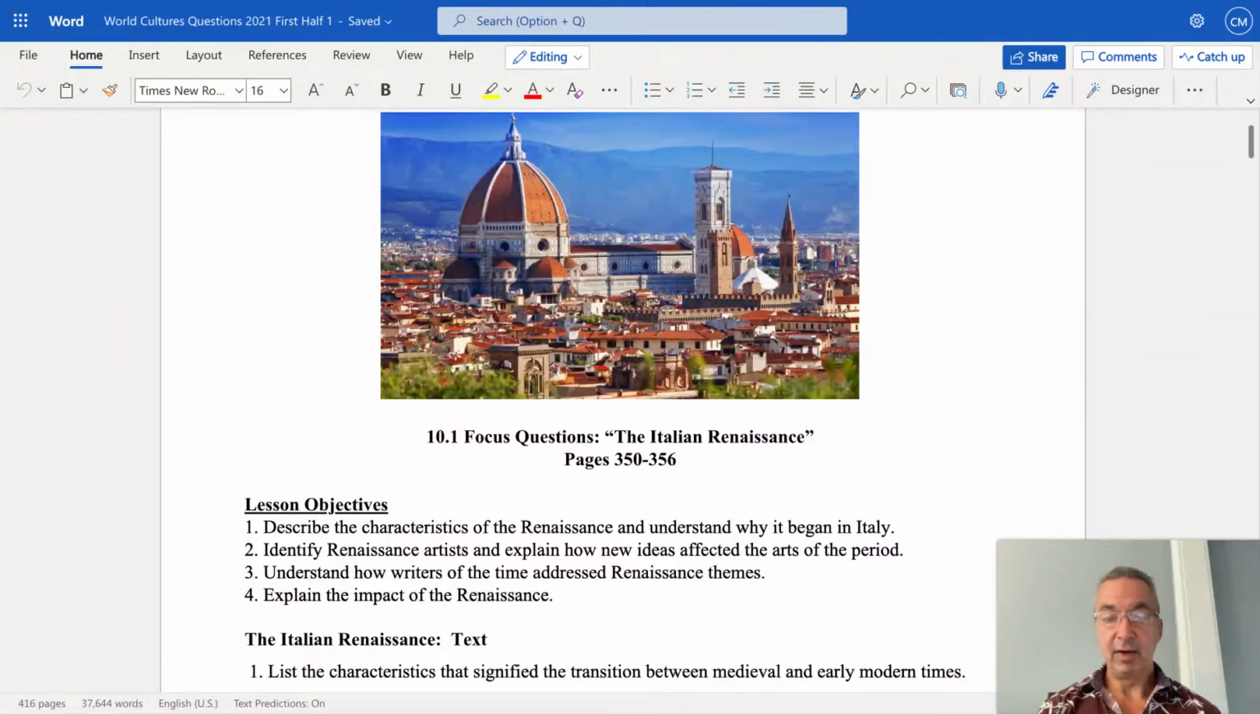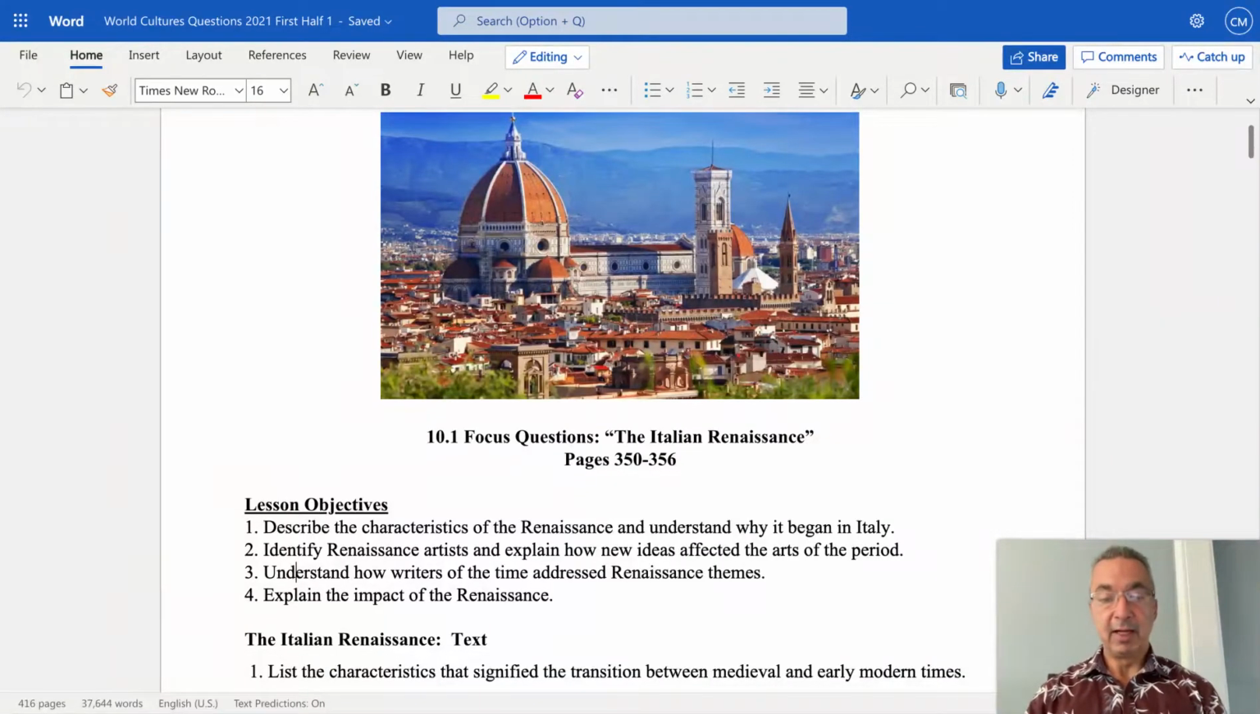When we think about the Italian Renaissance, some of the key characteristics we'll be looking at are some of the reasons why it began in Italy. We'll look at some of the characteristics of artists and explain how their ideas impacted this period of time. We'll be looking at some of the great writers of the Renaissance. We'll explain the impact of the Renaissance on society and why it's still relevant today.